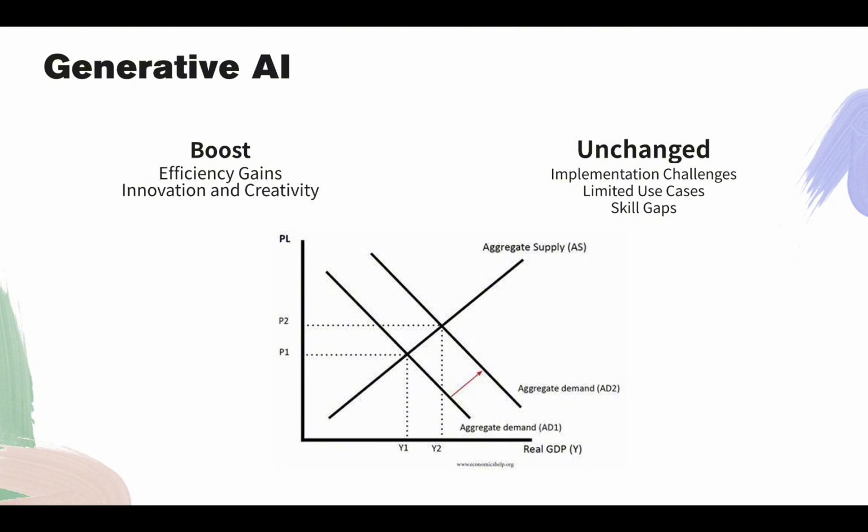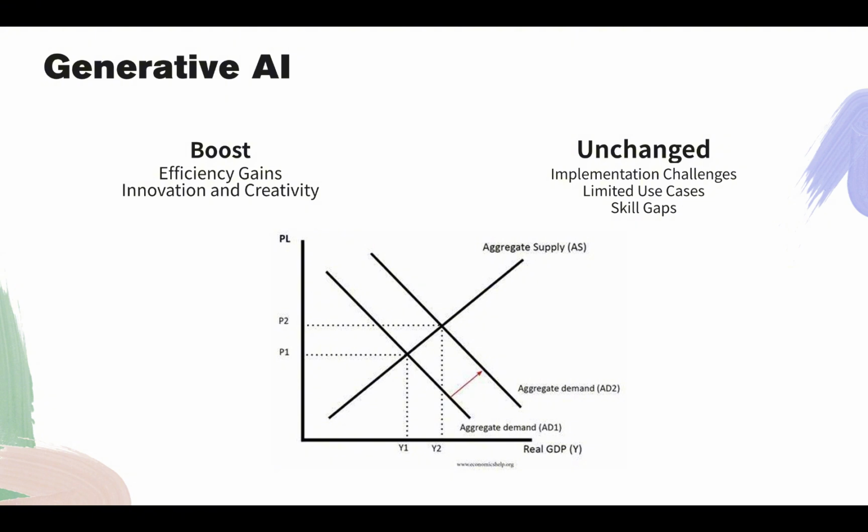In this regard, generative AI enhances productivity across various sectors. It automates repetitive tasks and streamlines workflows, allowing the workers to focus on higher value activities. This leads to more efficient use of resources.